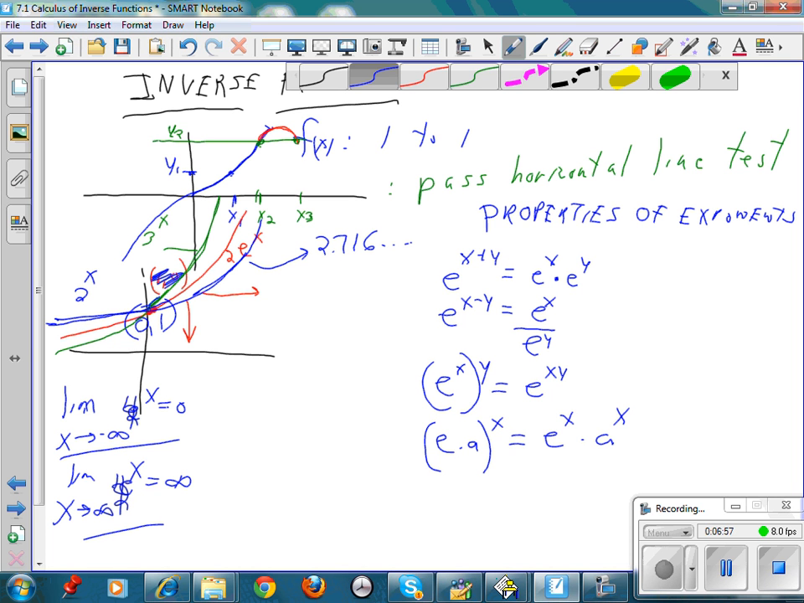You kind of understand where they go through 0, 1. They go up to infinity, and they go up fast also. Okay, next let's take a look at the log function.